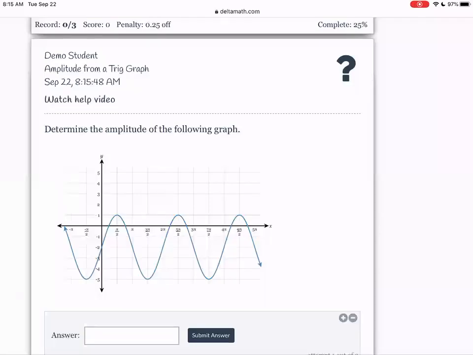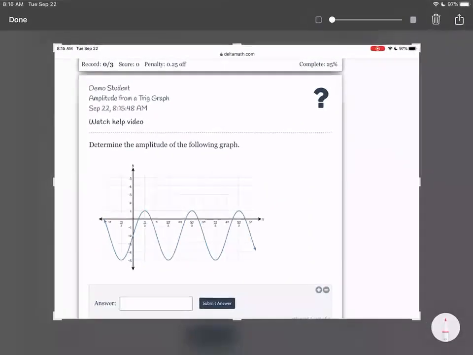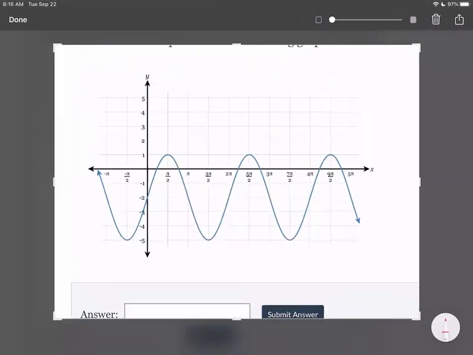So now we are working on the amplitude of the following graph. In order to determine our amplitude, there's two ways. There's the visual way, of course, and there is the calculating way, just like how we did for our midline. So in order to determine the amplitude, you actually want to see where the midline is first. So let me just draw our midline in.